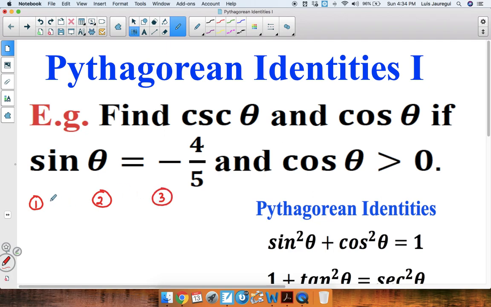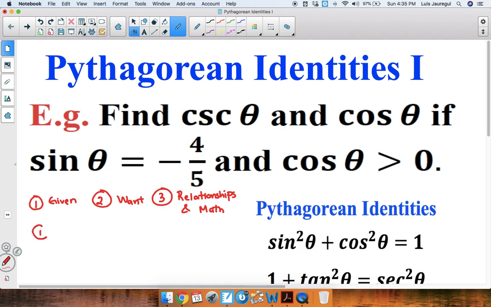Step 1, let's identify what you're given. Step number 2, let's identify what you want. And step number 3, let's look for any relationships and let's do the math in order to come up with those particular values of interest. So let's use this three-step process as follows.